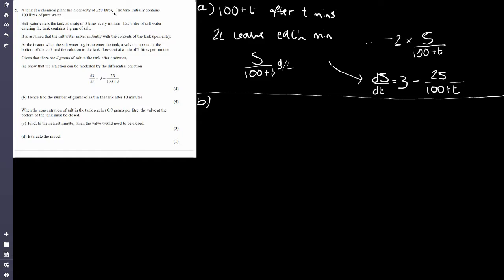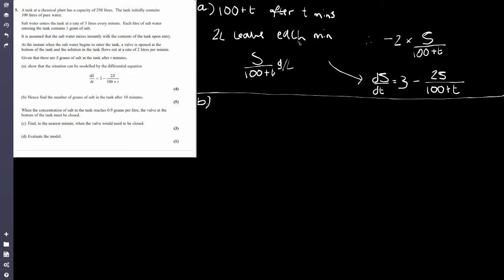So when reading this, the first thing that popped out to me was that the tank initially contains 100 litres of pure water. Okay, it tells us that salt water enters the tank at a rate of 3 litres every minute, and each litre of this salt water entering the tank contains 1 gram of salt. Now what we're also told is that the water in the tank flows out at a rate of 2 litres per minute. So it's telling us down here that a valve is open at the bottom of the tank and then the solution flows out at a rate of 2 litres per minute.